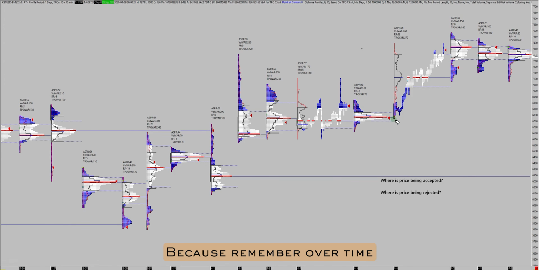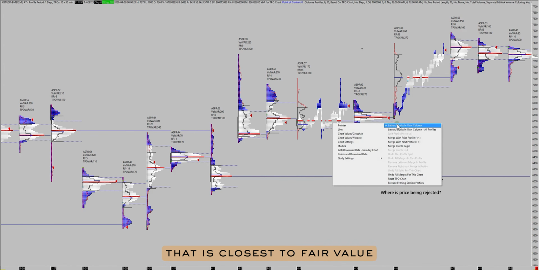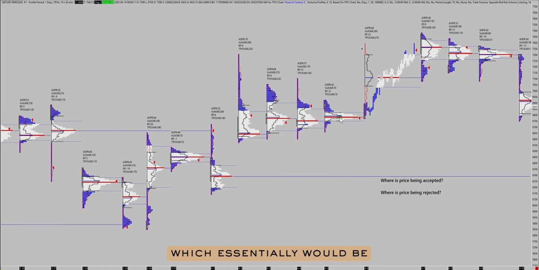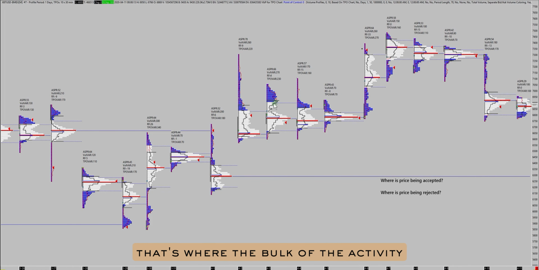Because remember, over time, the value area is the area where fair value, or rather the area that is closest to fair value, which essentially would be the point of control over their structure. So acceptance, that's where the bulk of the activity occurs, right? If we're looking at this, this is a perfect range for this example because we have back-to-back days that are essentially inside days for value. And then up here you have the same thing. So we know that this is an accepted area, right? There's a lot that has occurred within this general area. Price is generally accepted within this level.